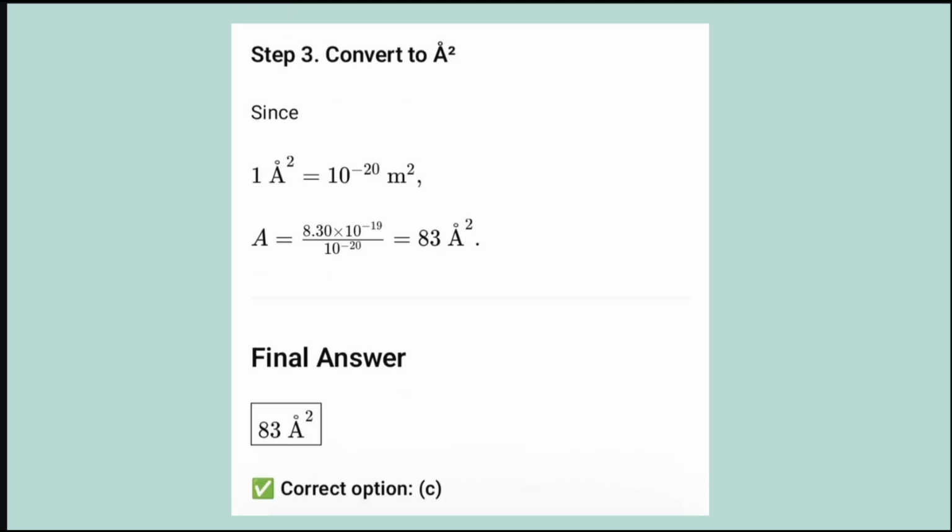Now step 3, convert to Angstrom square. Since 1 Angstrom square is equal to 10 to the power minus 20 meter square, A is equal to 8.30 into 10 to the power minus 19 divided by 10 to the power minus 20. That is equal to 83 Angstrom square. So the final answer is 83 Angstrom square, which corresponds to option C. So option C is the correct answer.